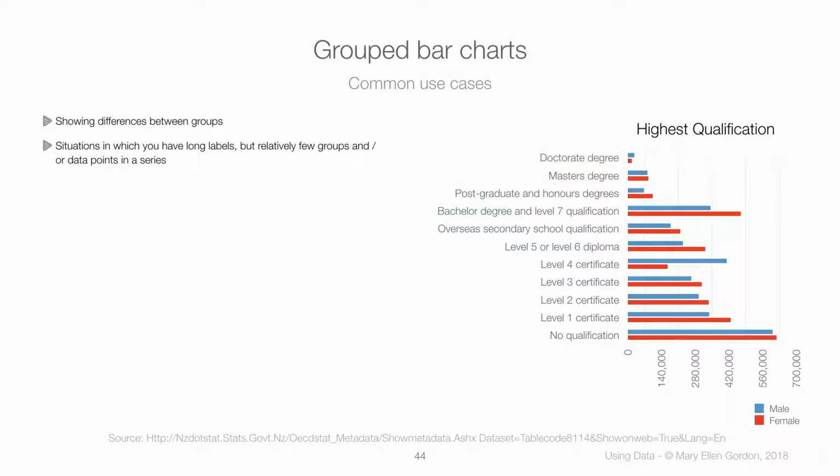We also tend to use them in situations where we don't have a huge number of categories or a huge number of data points. If there were 100 different educational levels we were looking at, and instead of looking at male, female, we were looking at 12 different age groups, that would clearly just be too much data to look at. But for something like this, it's just fine.